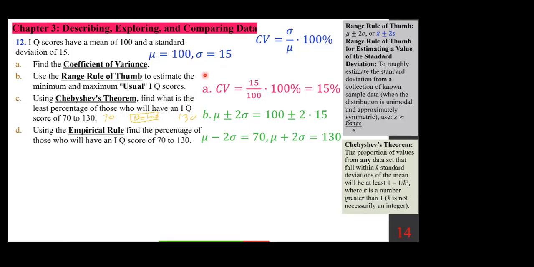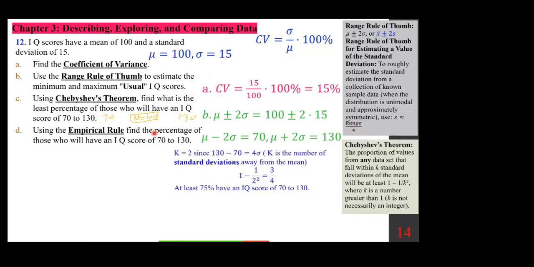Also, you can subtract 70 from 130 and then divide by 4. Remember this 4 here, and that gives you the standard deviation if you want. Either way, you have to be able to come up with k. And so with that being the case, 1 over 2 squared is 1/4. 1 minus that is 3/4 or 75%.